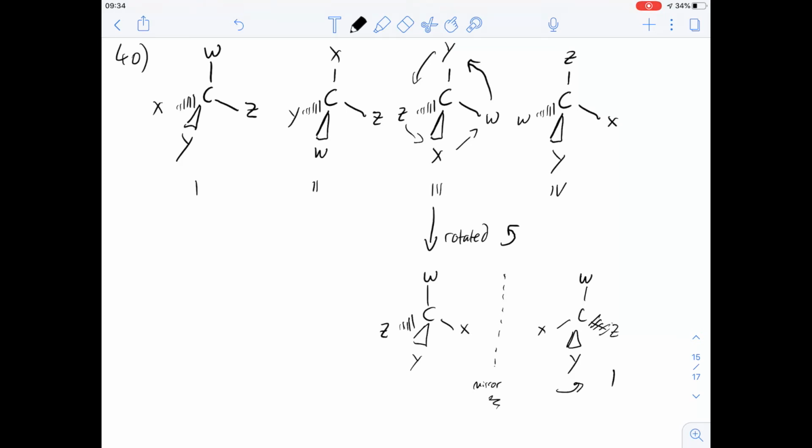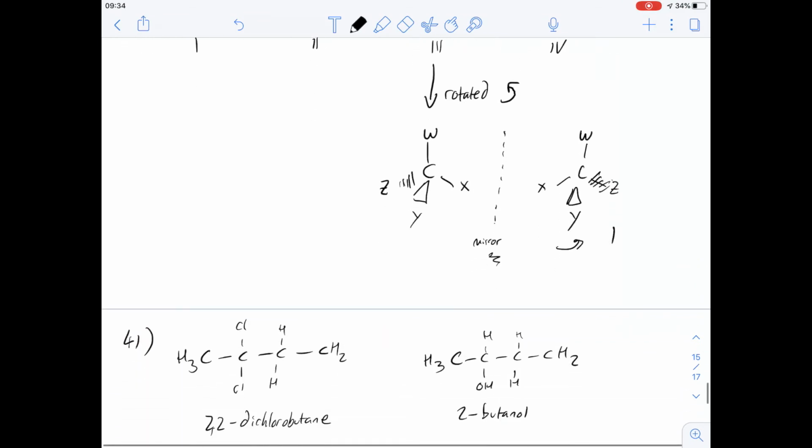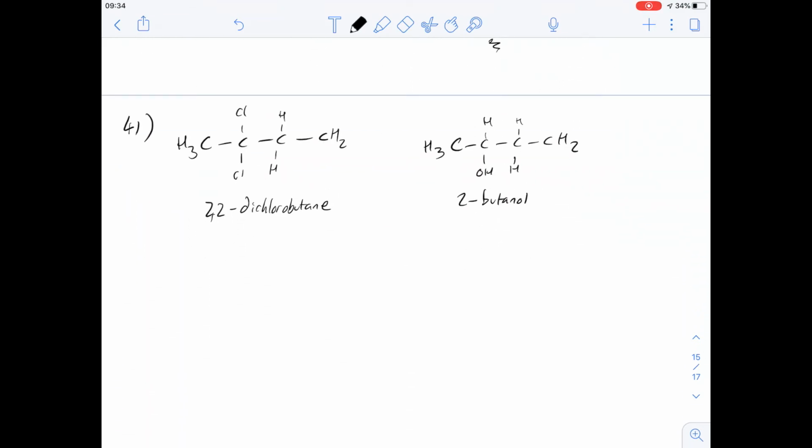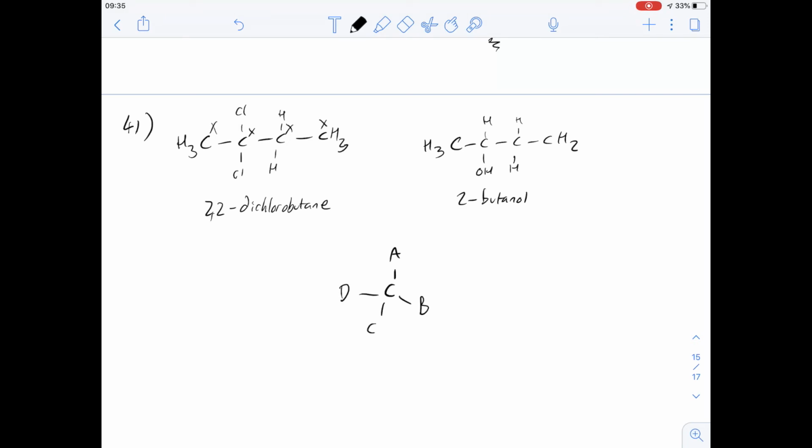Okay, so then question 41 says, considering two compounds, how are stereoisomers possible? So again, stereoisomers are going to be possible only if there's a chiral carbon, and that's a carbon that has 4 different groups attached. So we're going to look here for a chiral carbon. You can see that on 2,2-dichlorobutane, none of these carbons have any chirality. This carbon has 3 hydrogens, this has 2 chlorines, this has 2 hydrogens, and again this has 3 hydrogens. So it's not possible for 2,2-dichlorobutane.